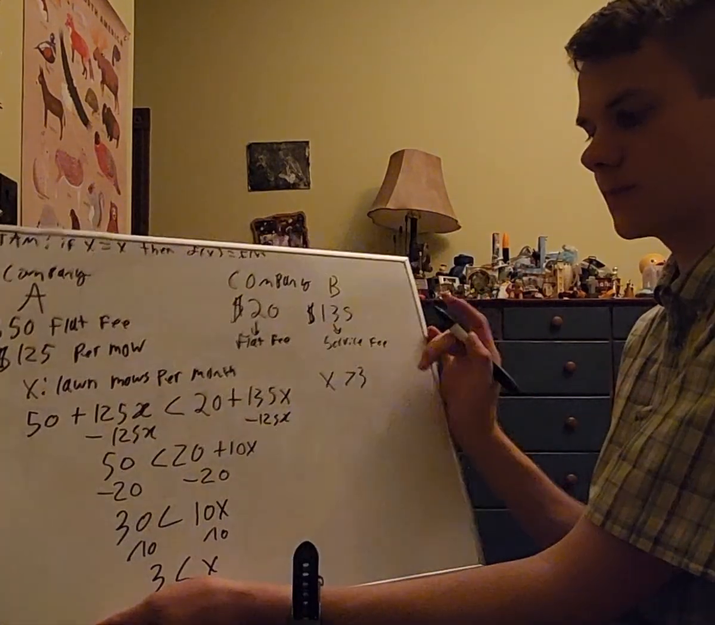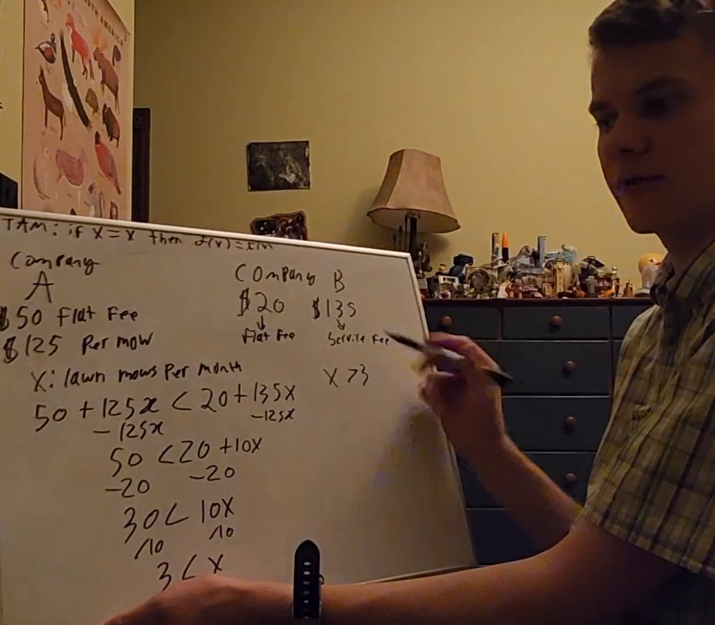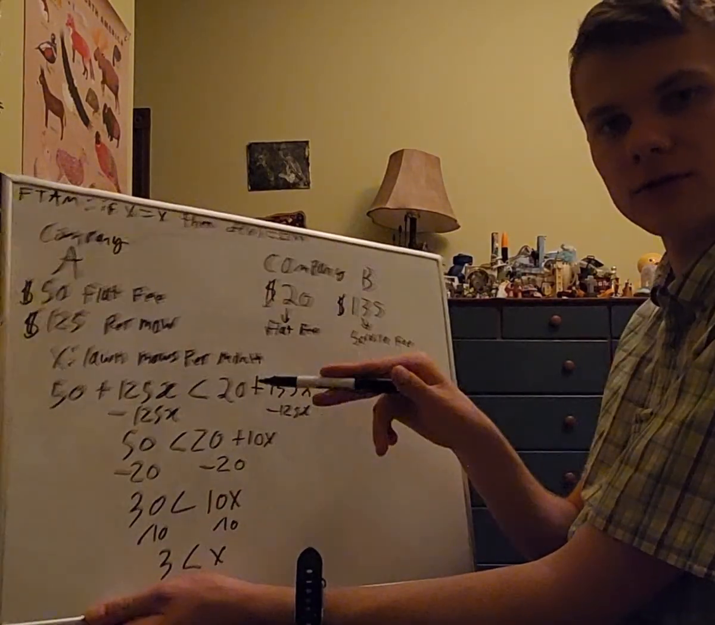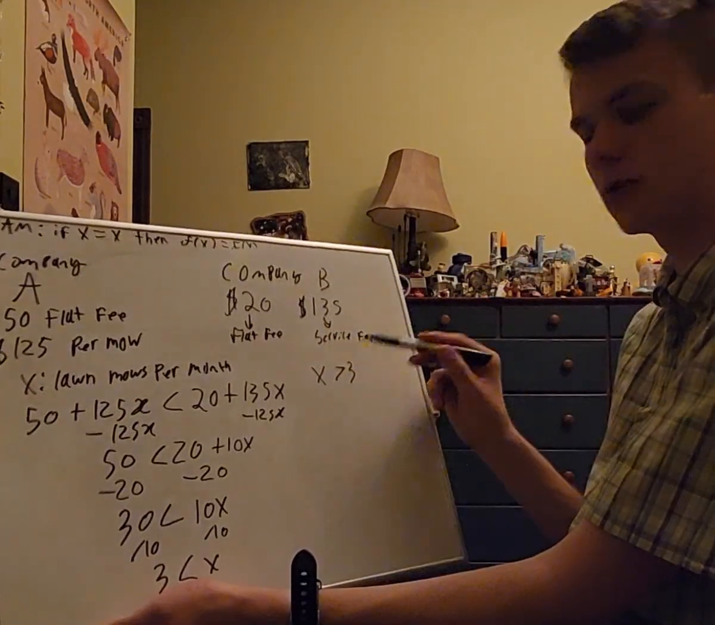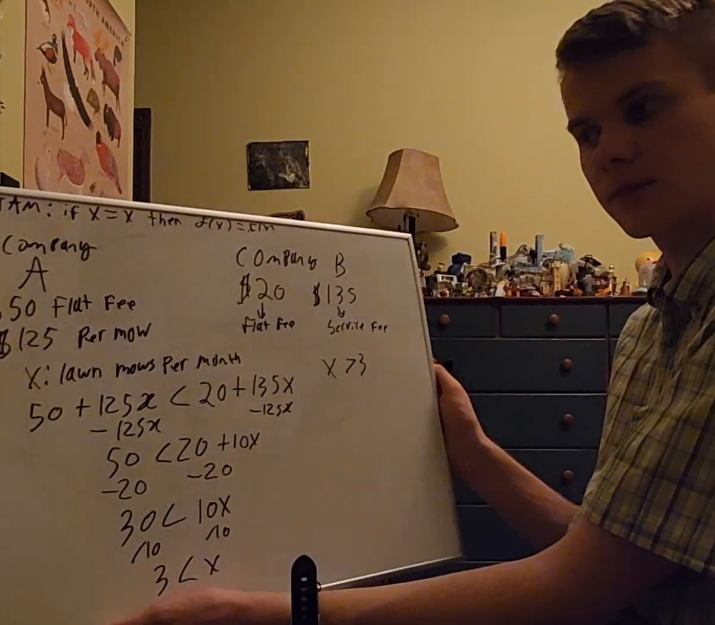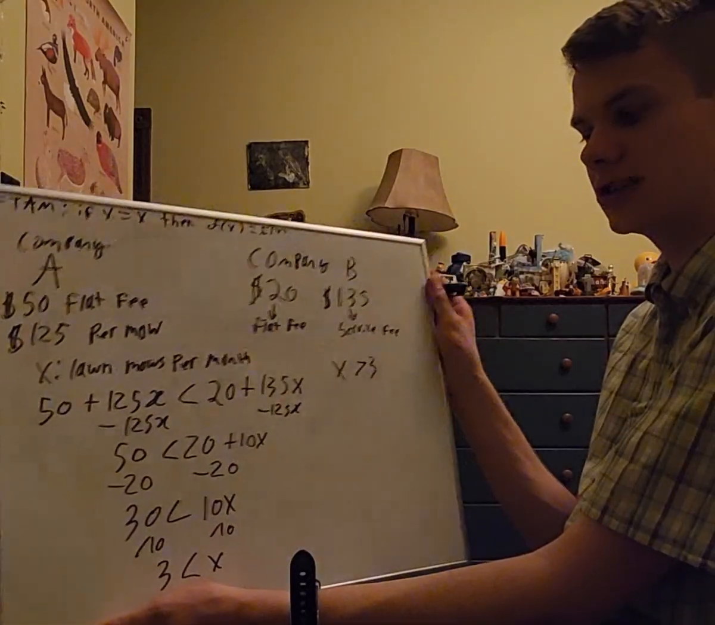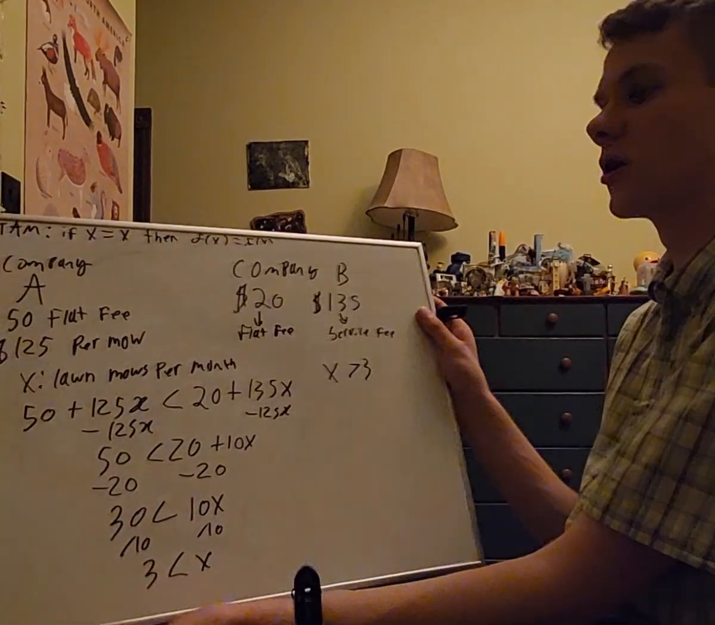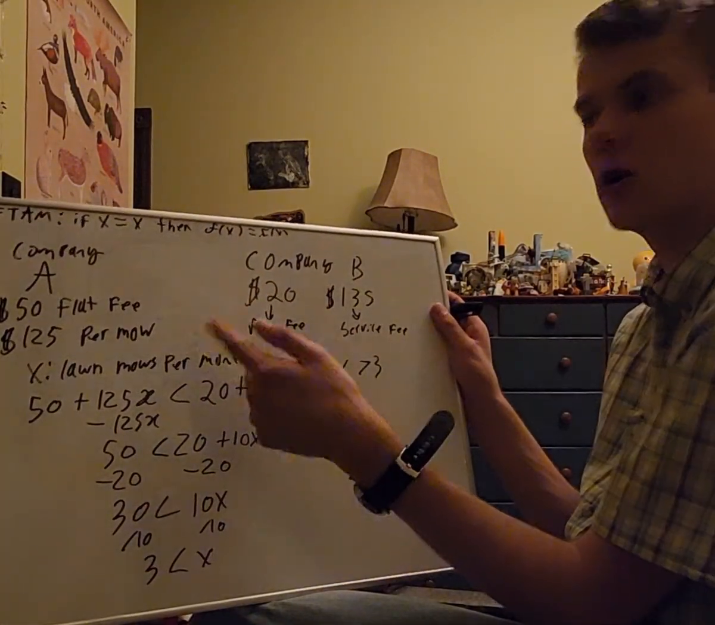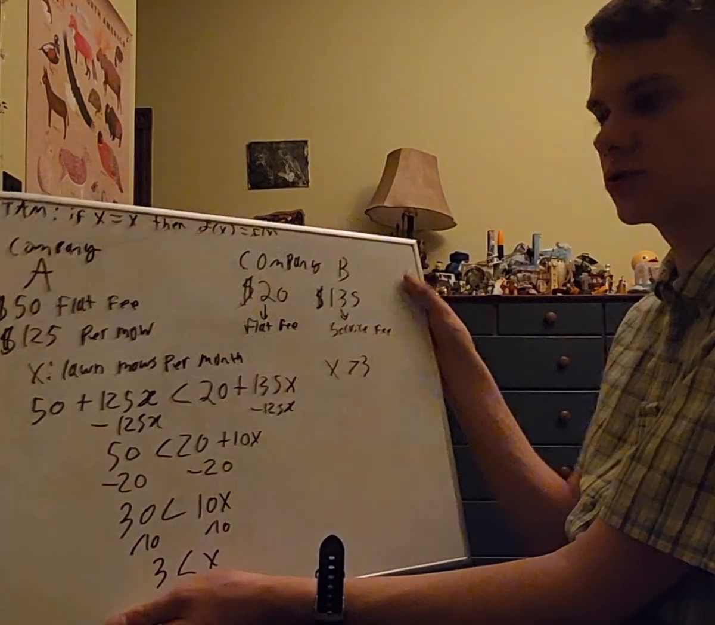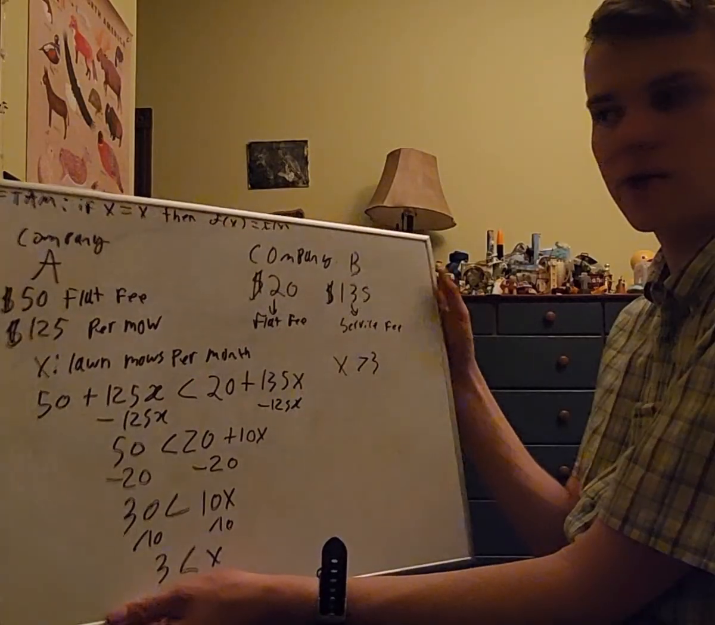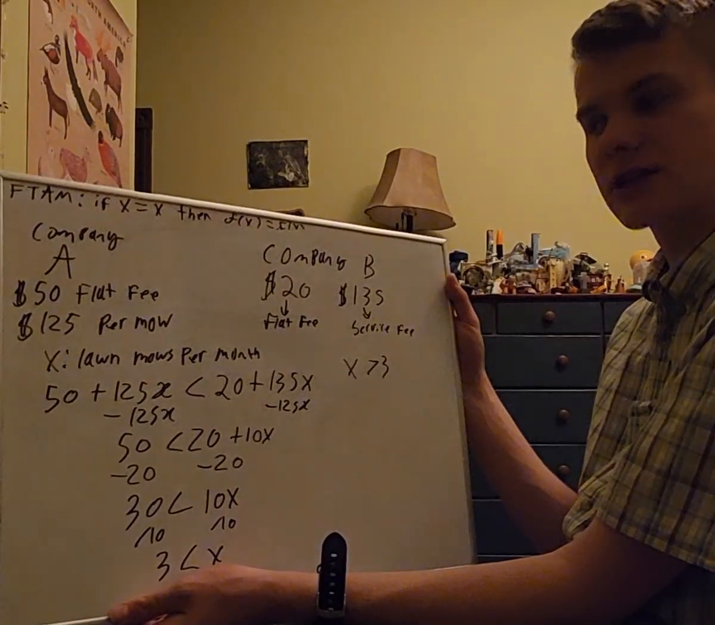If x is 3, this actually means they're equal, and if you do the math, it's 425. But now if x is like 2, well, 2 is not greater than 3. That means A is not cheaper. So if you're doing 1 or 2 times, company B is cheaper. So what does this tell us? This tells us 1 to 2 times company B wins. 3 times is a tie, it doesn't matter. And 4 times or higher is company A.